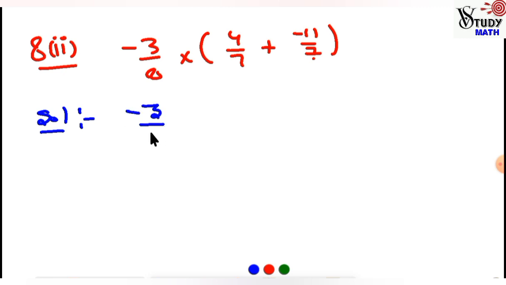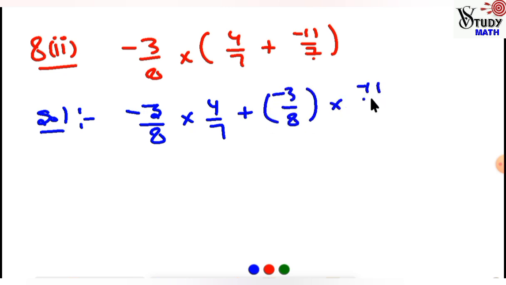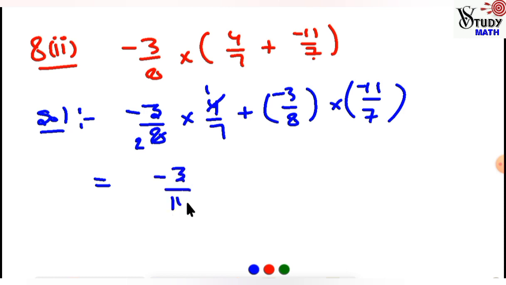So I'm going to apply here negative 3 by 8 going to multiply 4 by 7 positive negative 3 by 8 going to multiply negative 11 by 7. So is there any common factor? Yeah, 2 1 ja 2 and 2 2 ja, so we have negative 3 by 14. Negative going to multiply negative number, this is negative, so it becomes positive.